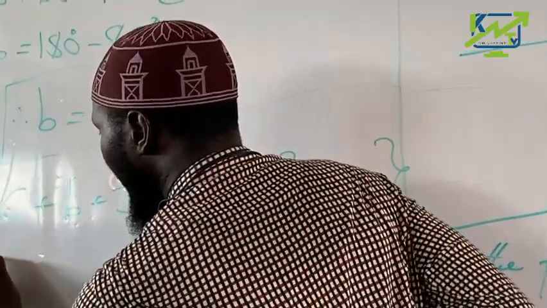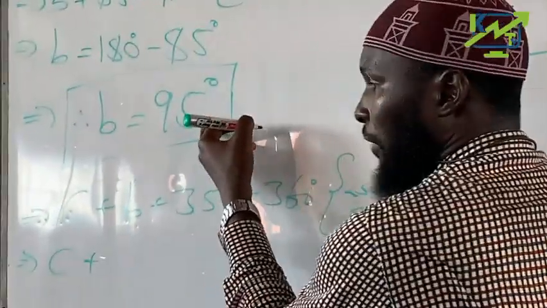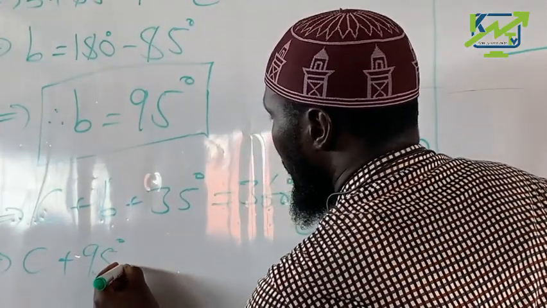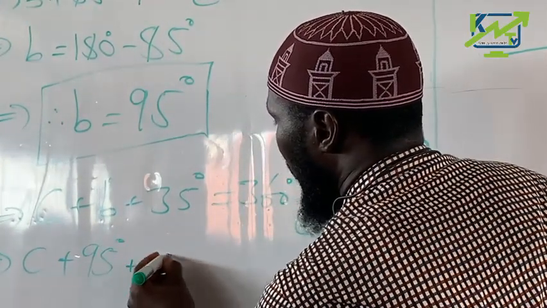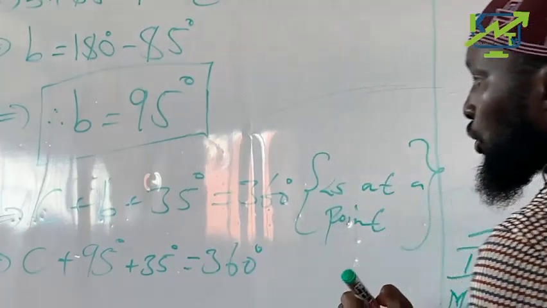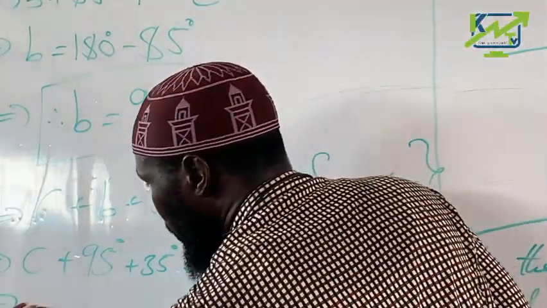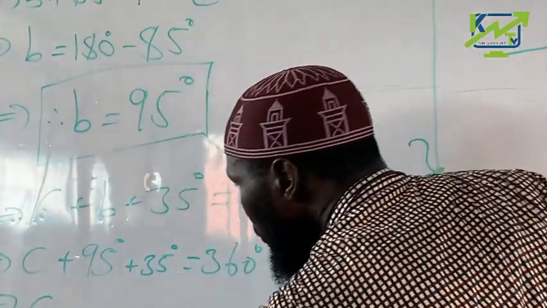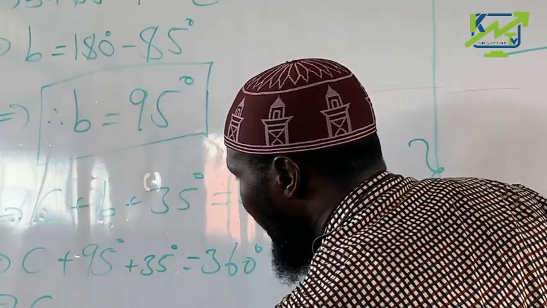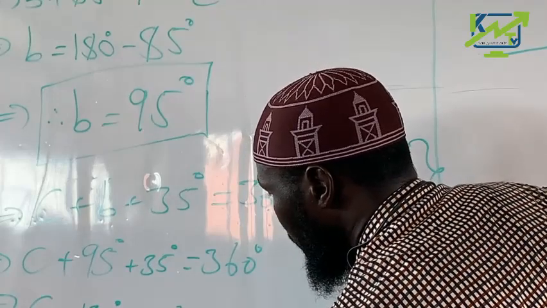Directly you substitute there. So we are going to say C plus angle B is what? 95 degrees. Directly substitute there. So 95 degrees plus 35 degrees equals 360 degrees. Always don't forget your degree. So now we are going to add them. So C plus 85 plus we add this. So 85 plus is going to be 130. So 130 degrees equals 360 degrees.